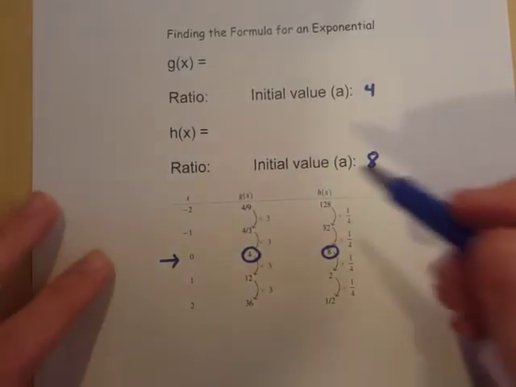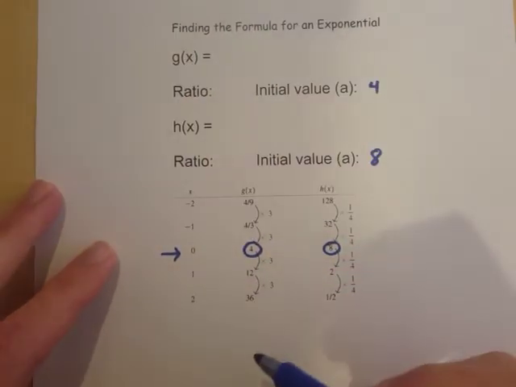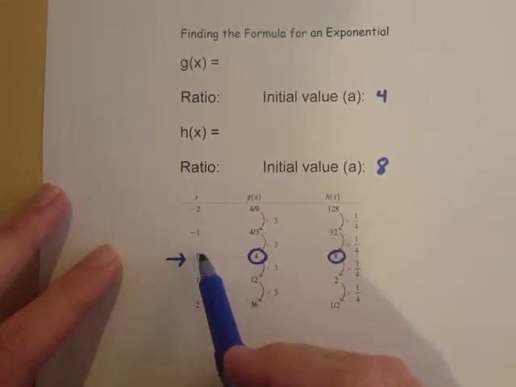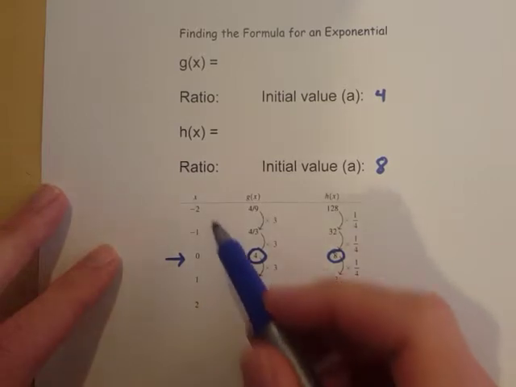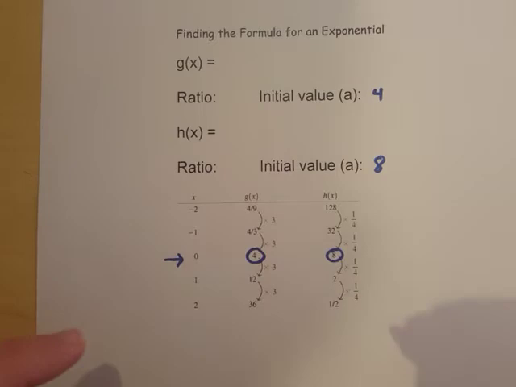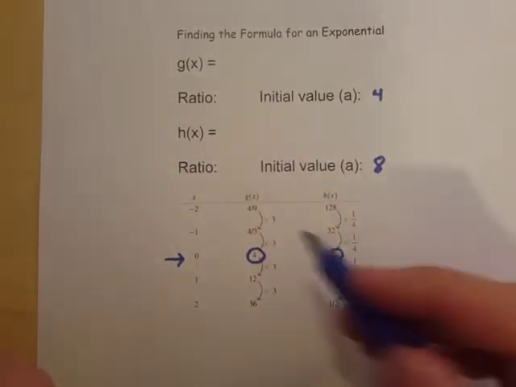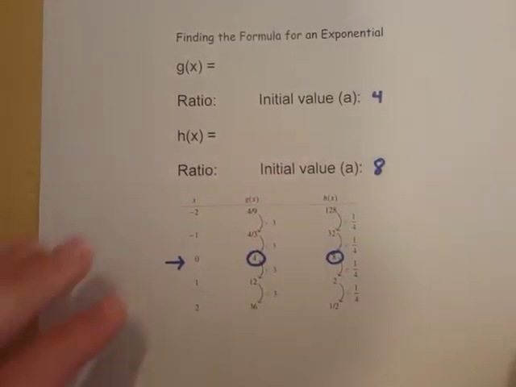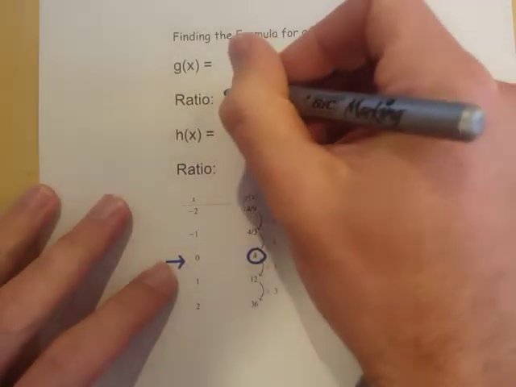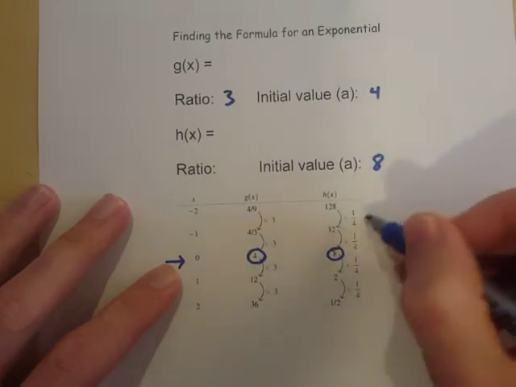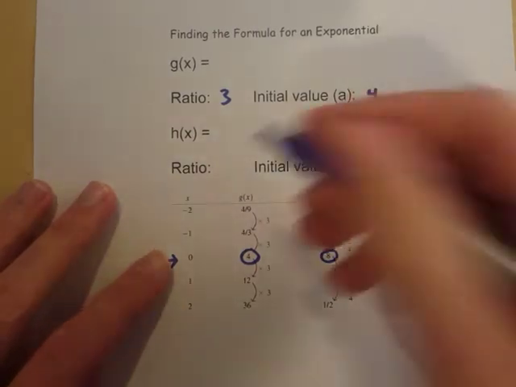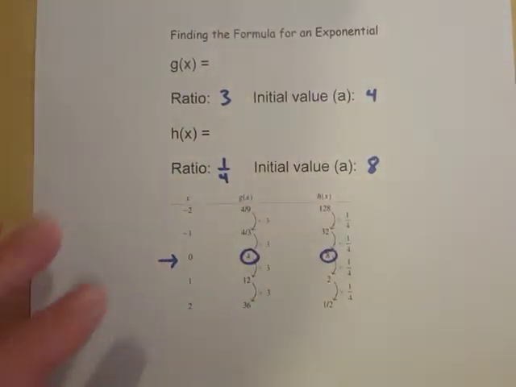The ratio is just how much you multiply to get from one to the next. Now notice in my table that I'm going from -2 to -1, -1 to 0, 0 to 1, and so on. The x values are going up by integer values and by 1 each time. And so it needs to be in that format if you're going to use the table to find your ratio. So in this case, we're multiplying by 3 each time. So our ratio on g of x is 3. And in the case of h of x, it's going down, but really it's multiplying by 1/4 each time. So think about it in terms of multiplication rather than division.